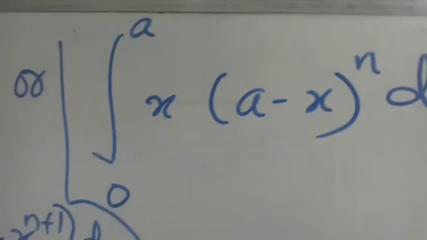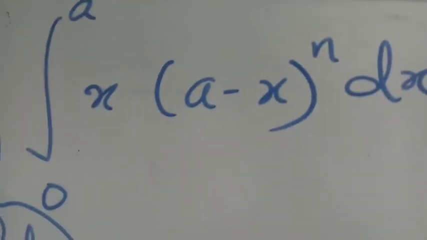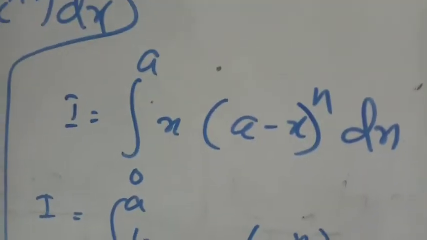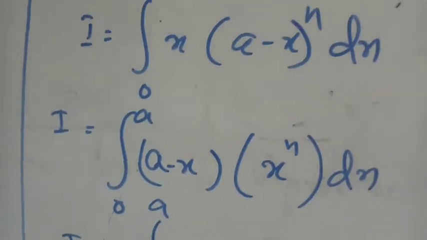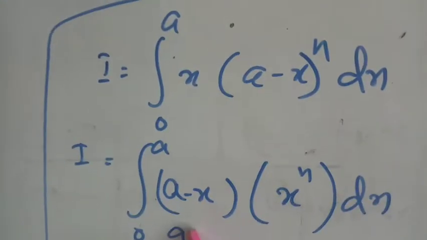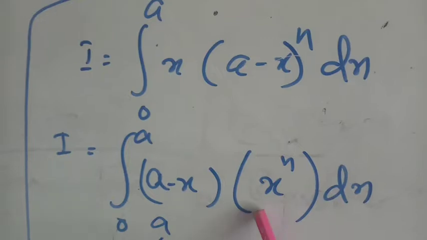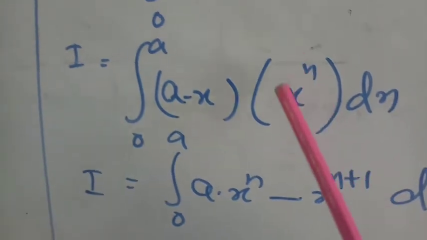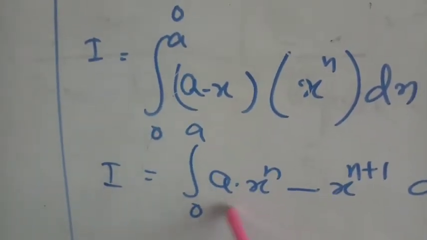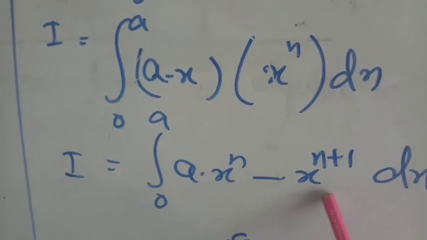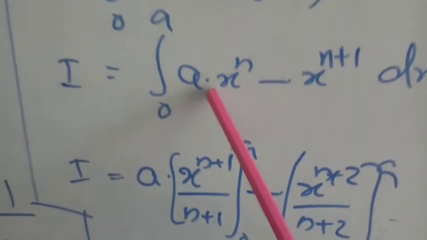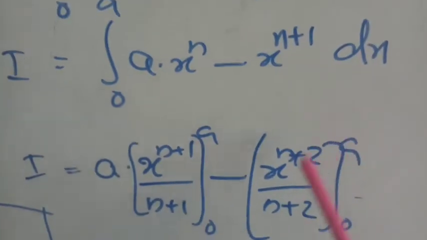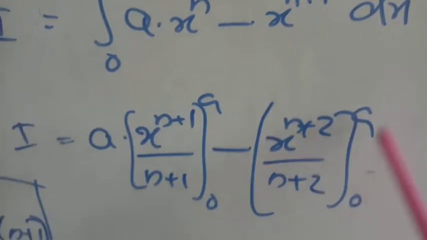Similar to this one, integral 0 to a x into (a minus x) raised to n dx. So I is equal to integral 0 to a x into (a minus x) raised to n dx. That is again integral 0 to a. This x becomes a minus x and this (a minus x) power n becomes x. A minus (a minus x) will be x, so it will be x power n. Similar to the previous one, you multiply this x raised to n inside the bracket: a into x raised to n minus x raised to n plus 1. Now, by integrating the first one, a into x power n plus 1 by n plus 1 within the limit 0 to a. Second one, x power n plus 2 by n plus 2 within the limit 0 to a.